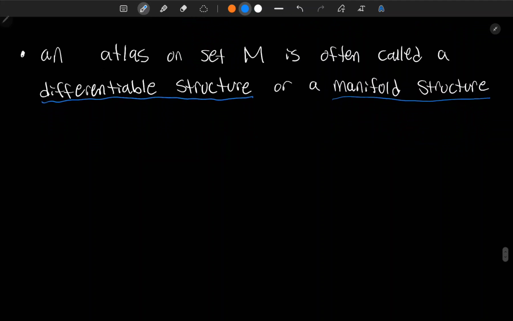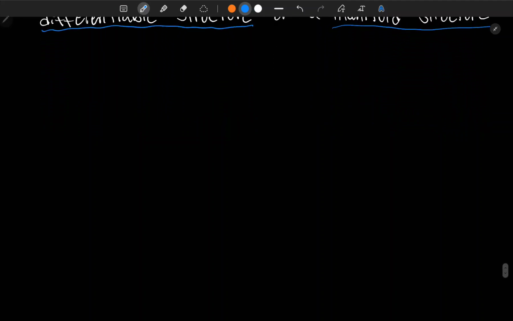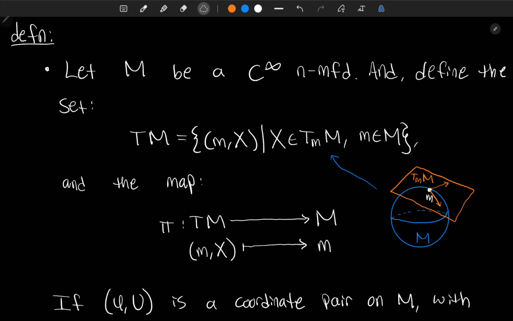Next, I will define tangent and cotangent bundles on manifolds, just so that we all are using the same notation here. So let M be a C infinity n-manifold. So it's an n-manifold where the coordinate maps phi are C infinity, where they're infinitely differentiable.